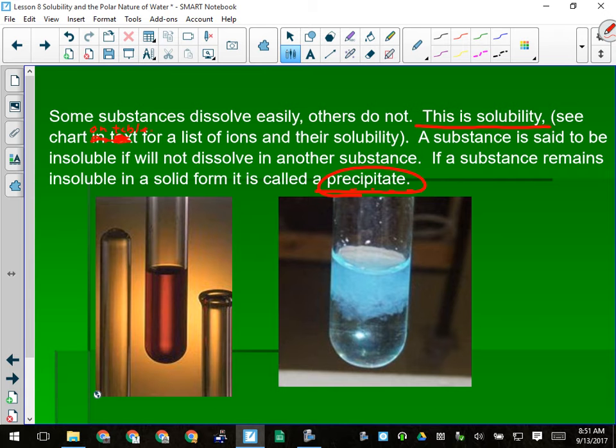That's what the term precipitate means. It means to fall out of something. Everybody okay with those terms? Those are terms that I'm going to use fairly often. So a precipitate is a solid that forms as a result of a chemical reaction, and it's insoluble.